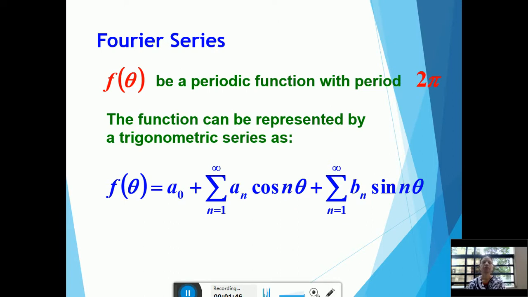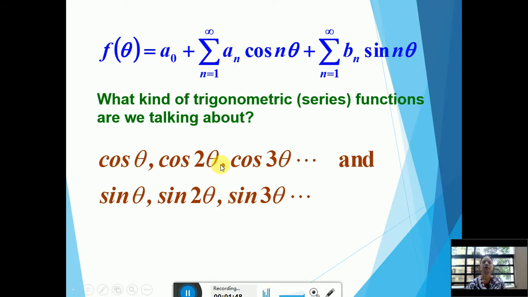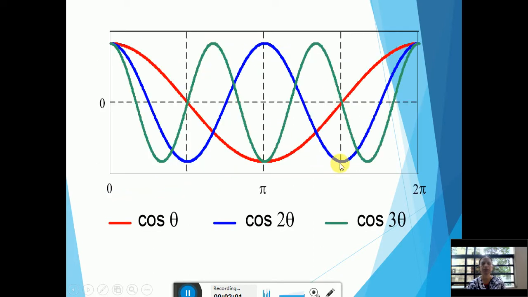So now, what kind of trigonometric functions are we talking about? Cos n theta means cos theta, cos 2 theta. N equal to 1 means cos theta, n is 2 is cos 2 theta, n is 3 is cos 3 theta, and so on. Sin n theta is sin theta, sin 2 theta, sin 3 theta, and so on.